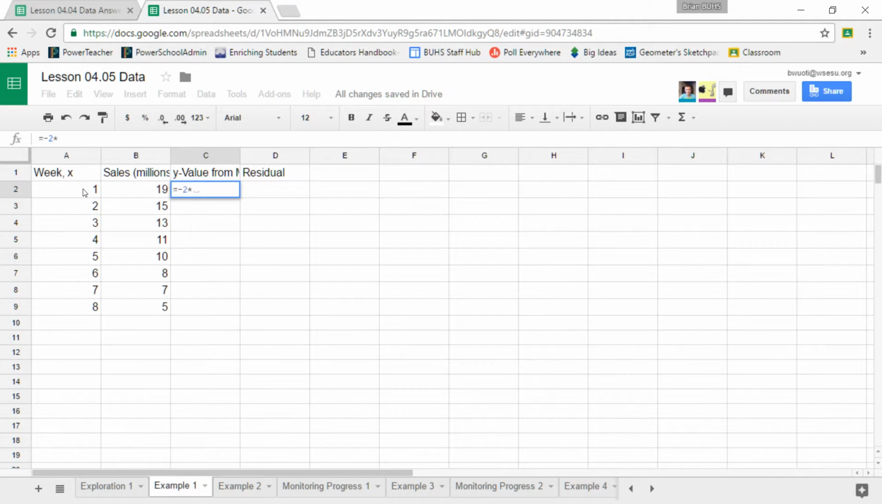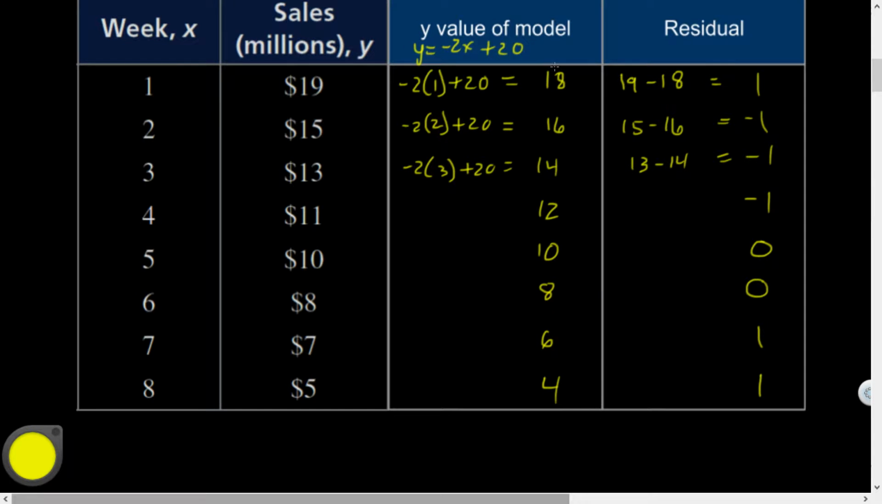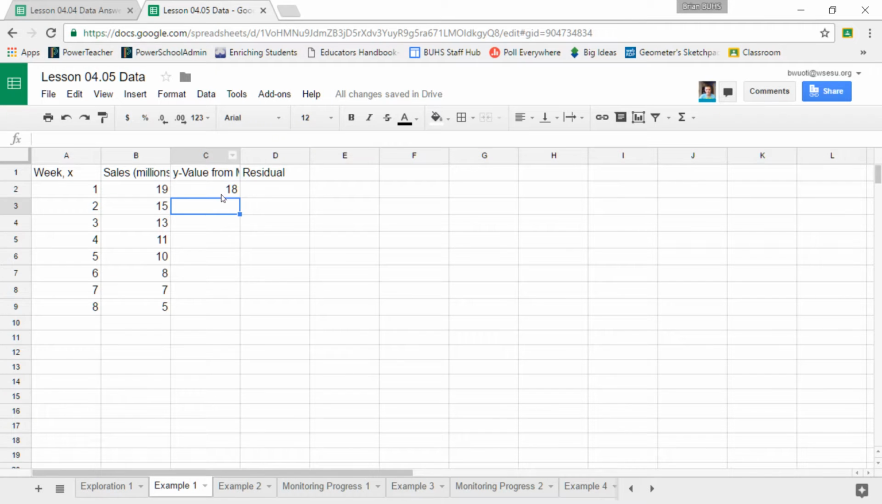So watch this. I'm going to click on this. And notice it says negative 2 times A2. A2 is my x value. What that's going to give me is negative 2 times the 1. And then I'm going to say plus 20, so plus sign 20. And so what I've done is I've typed in a formula using some other cells, and I'm going to hit enter. And notice, bam, it gives me the 18, which is what I had here. That's the 18, it matches. And so I've made a formula using the equation negative 2x plus 20, and instead of x, I said multiply by A2, which was my x.